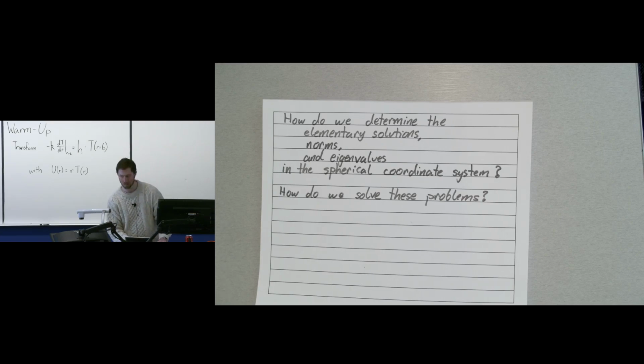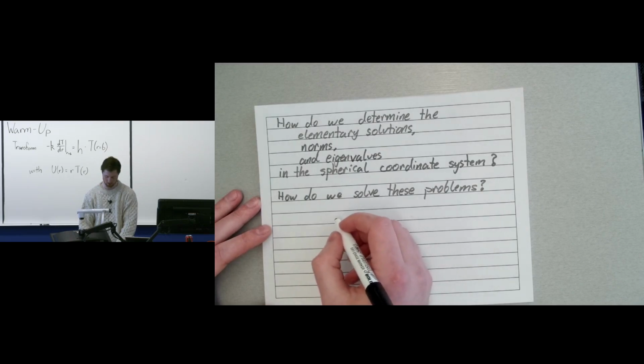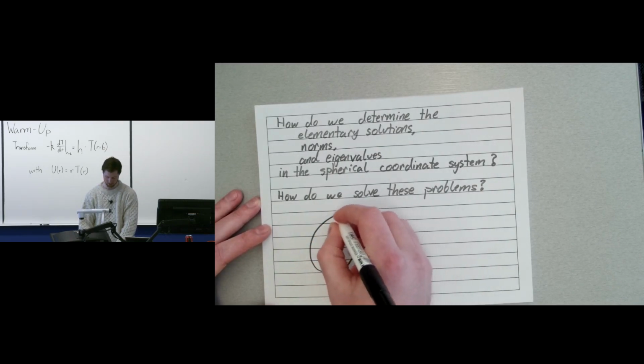All right, we're going to start with the spherical coordinate system today, doing separation of variables. The 2 things I want to mainly answer here are how are we going to determine the elementary solutions, norms, and eigenvalues in the spherical coordinate system, and then how do we solve these problems. Exactly the same as what we've already done with Cartesian and cylindrical coordinates, just spherical now. Everybody good? All right. We're going to start with just drawing our sphere, get our coordinate system down.